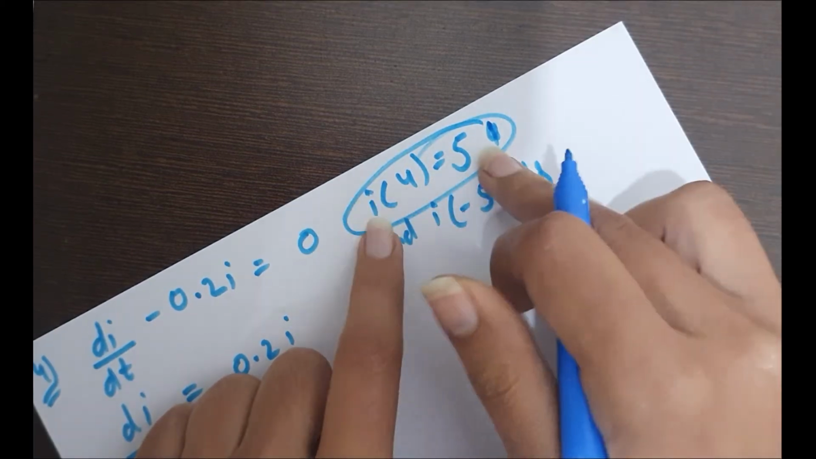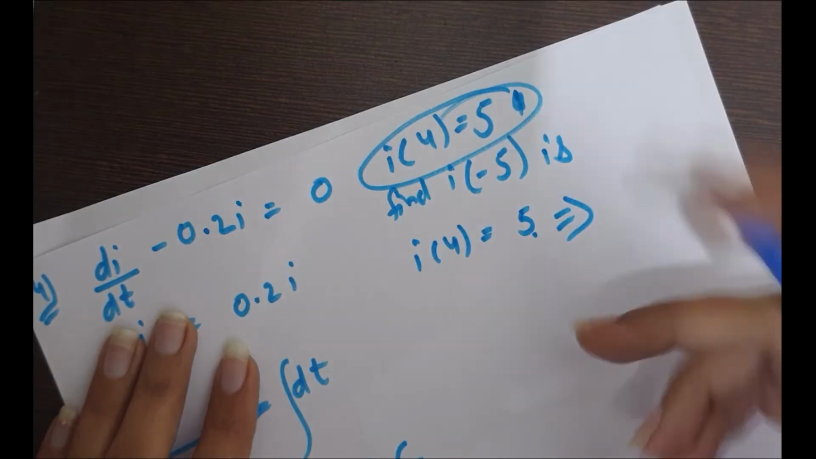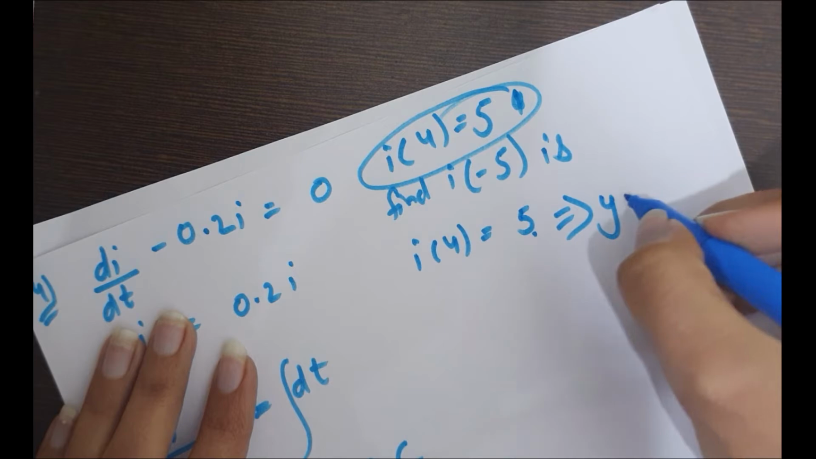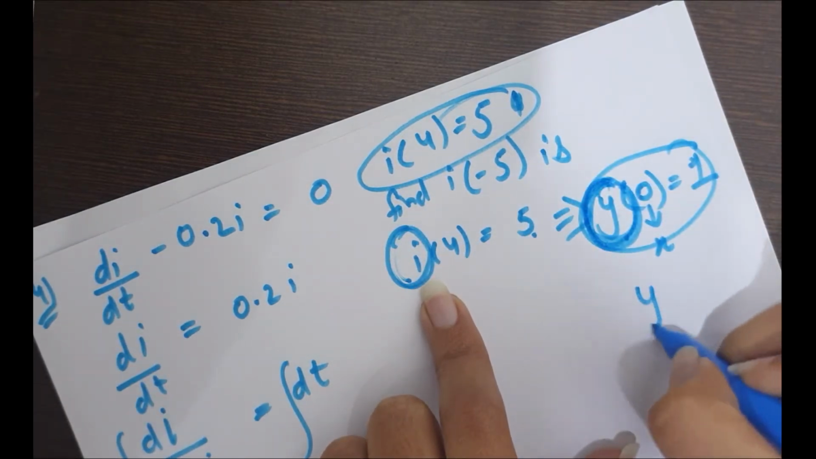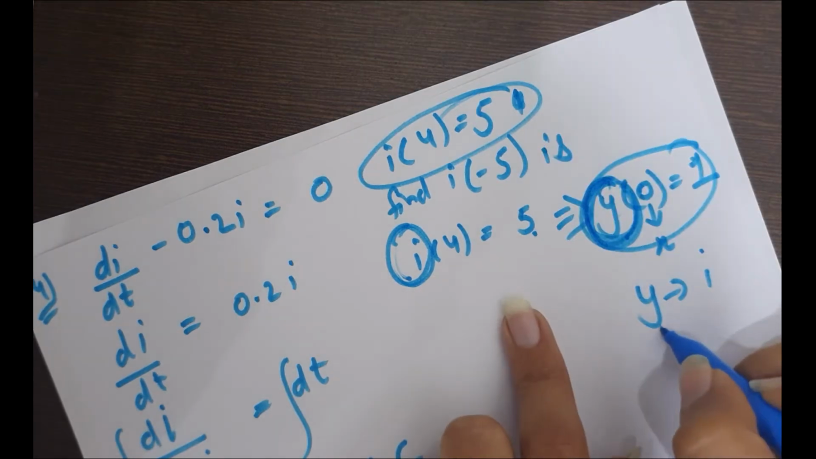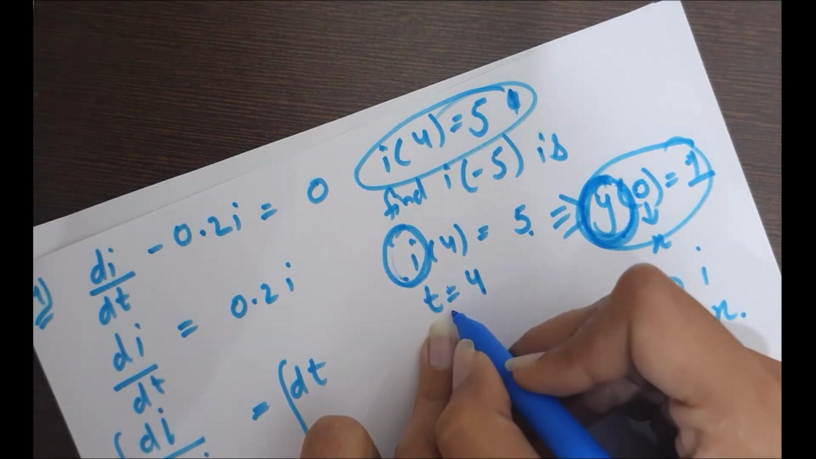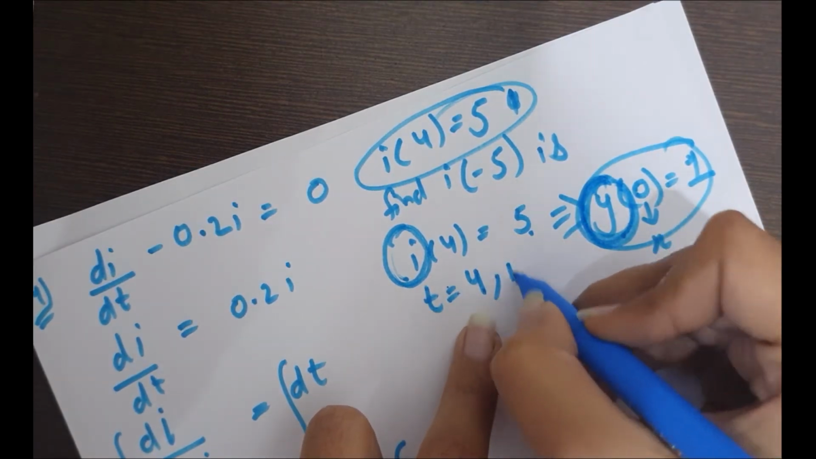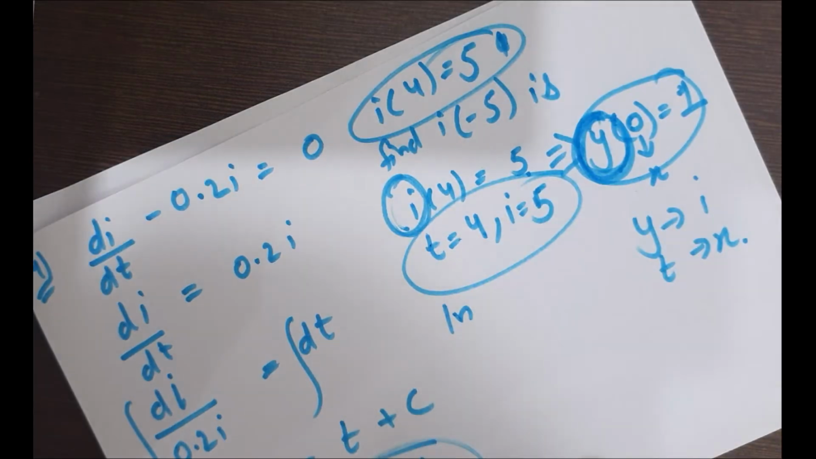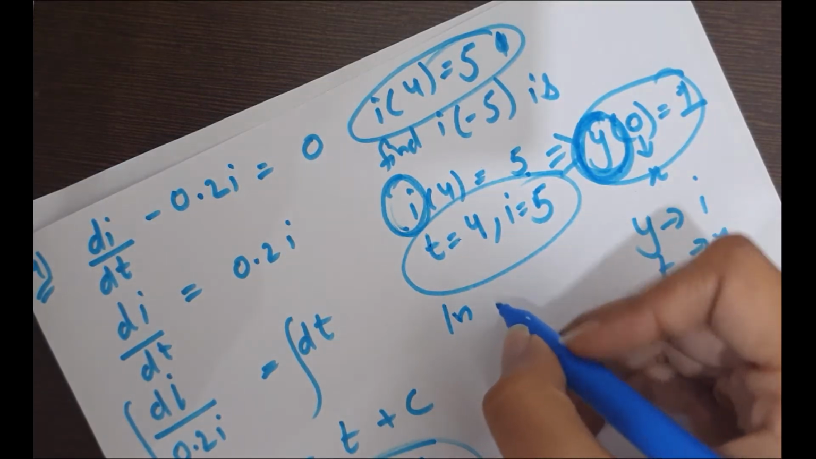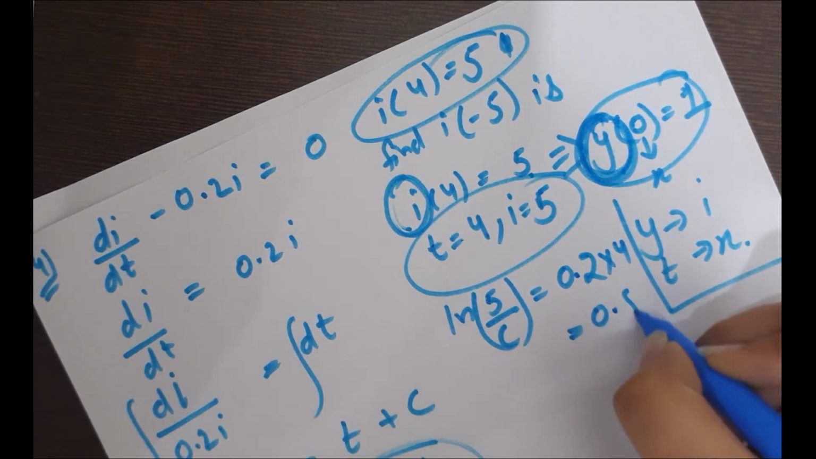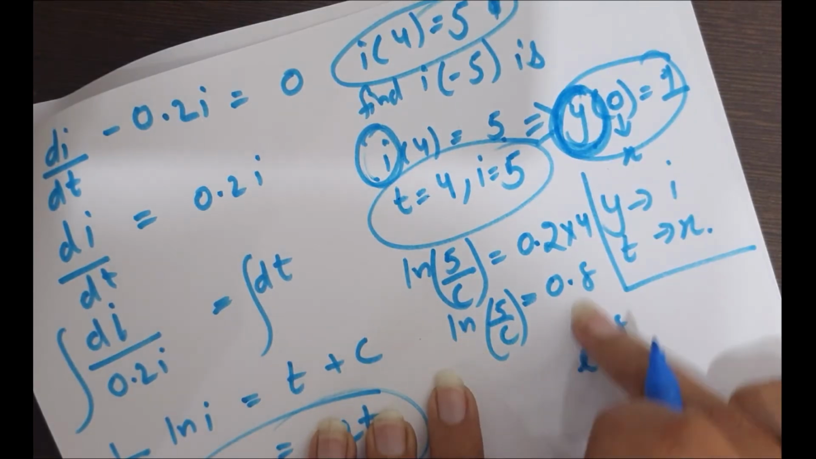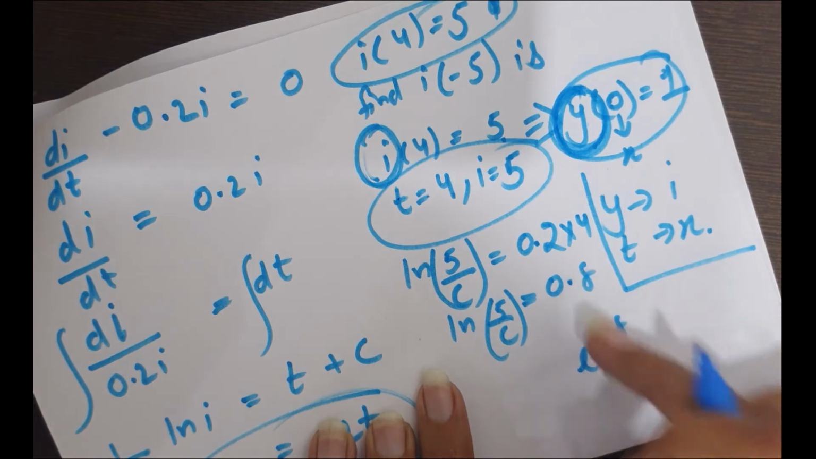This is an initial condition to find value of constant. If we compare it with the previous example, then y is compared with I, and t is compared with x. If we put t is equal to 4, then I would be 5. Here put I is equal to 5 and t is equal to 4. We will get, if we take ln to this side, then it is converted into exponential.